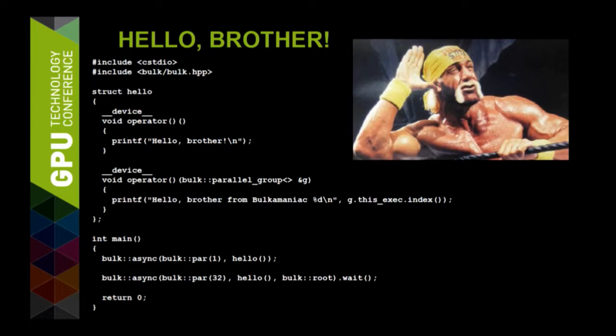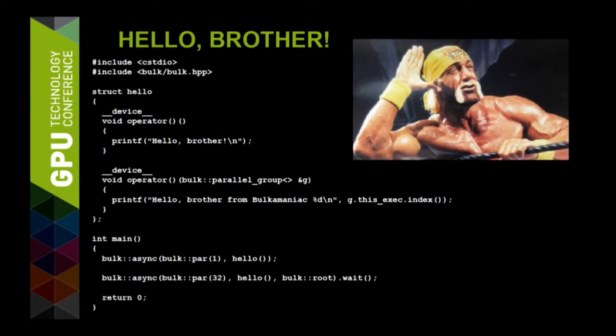If we want to get some work started, we say bulk async. This is the entry point to launching all sorts of work in a bulk synchronous manner. We say bulk async, bulk par of 1, hello. That will launch one little bulk-maniac to say hello, brother, to Hulk Hogan. But what if we wanted to get lots of work done at the same time? Say there were 32 of us and we all wanted to say hello. We take that same bulk async line, and inside the bulk par, we put down a 32. We want 32 of these little bulk-maniacs to say hello. We pass, again, the hello functor and this special token, bulk root, which I'll explain a little later in the talk. That will launch 32 of these execution agents in parallel.